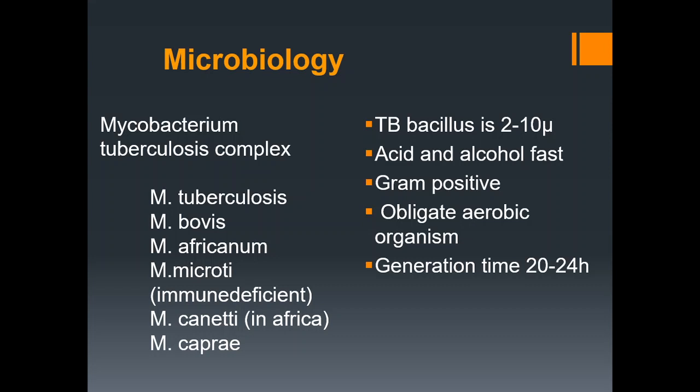It is an obligate aerobic organism requiring oxygen for living. The generation time is prolonged, about 20 to 24 hours. That's why the culture will take weeks. For example, if we are using solid media, it takes about 4 to 6 weeks, and liquid media, 3 to 4 weeks. In comparison with E. coli, which has a generation time of 20 minutes, we can get an E. coli culture within 48 hours.